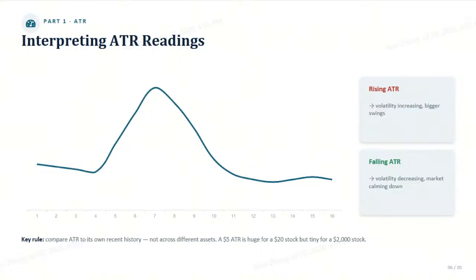Third, watch for extremes. A sudden spike in ATR often follows a shock: earnings, news, a market-wide sell-off. A prolonged period of low, flat ATR often means the market is in a quiet sideways holding pattern. Both situations set up different opportunities, which brings us to our first practical technique.